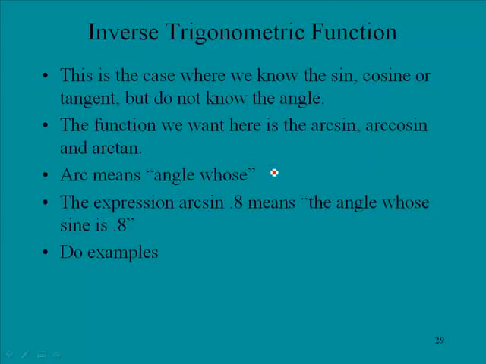Okay, inverse trigonometric functions. This is the case where we know the sine, cosine, or tangent, but we do not know the angle. The functions we want here are the arcsine, arccosine, and arctan. Arc means angle whose. So the expression arcsine 0.8 means the angle whose sine is 0.8. There are some examples, and I just want to do a couple of these down at the bottom there. Let's bring our calculator back for a moment.